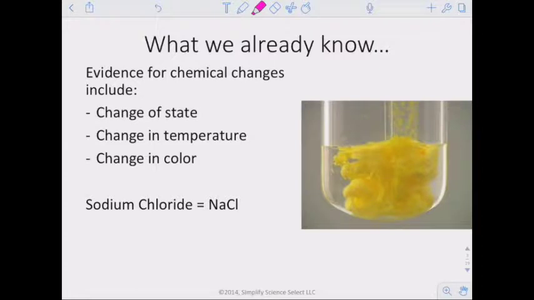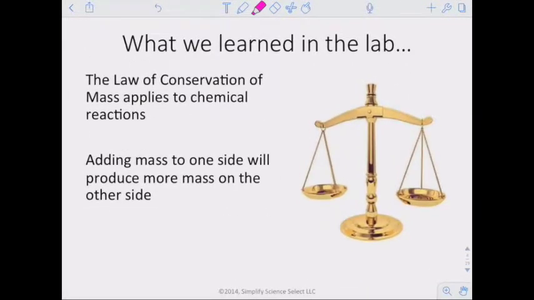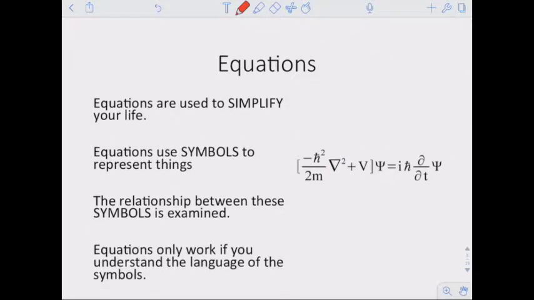Evidence for chemical changes includes changes of state, changes in temperature, and change in color. And what else we know is we also know how to name. We see we have sodium chloride right here, and then we have the formula for sodium chloride. What we should have picked up in the lab is that the law of conservation of mass applies to chemical reactions, and adding mass to one side will produce more mass on the other side. And so chemical reactions act a lot like this scale over here. If we have more reactants, we put more stuff on this side, then there will be more product made on the other side. And so that is the law of conservation of mass.